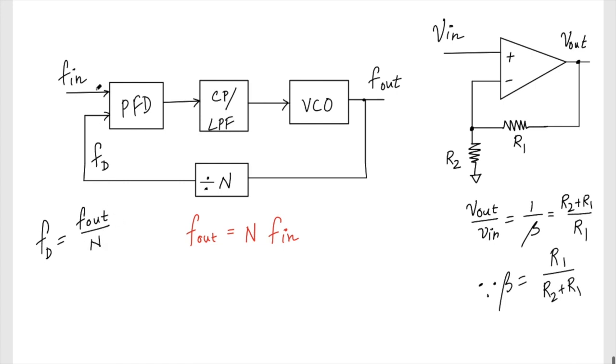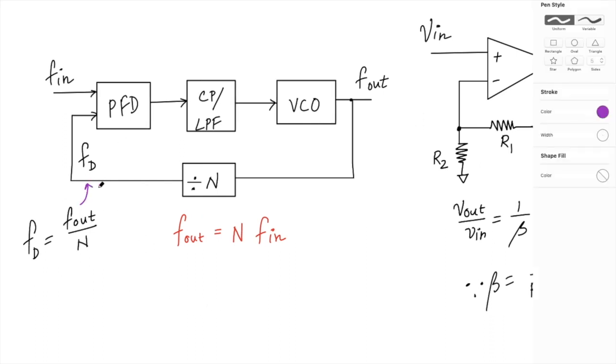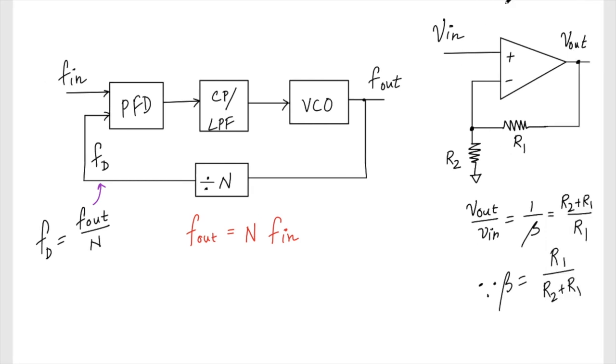Here we are trying to make these two frequencies the same, or the phases the same, and once we make the phase the same, we know that F in and F out will have the same frequency. Then if FD has the same frequency as F in, automatically my F out will be N times FD. So now we have done the analysis for the N equal to 1 case.